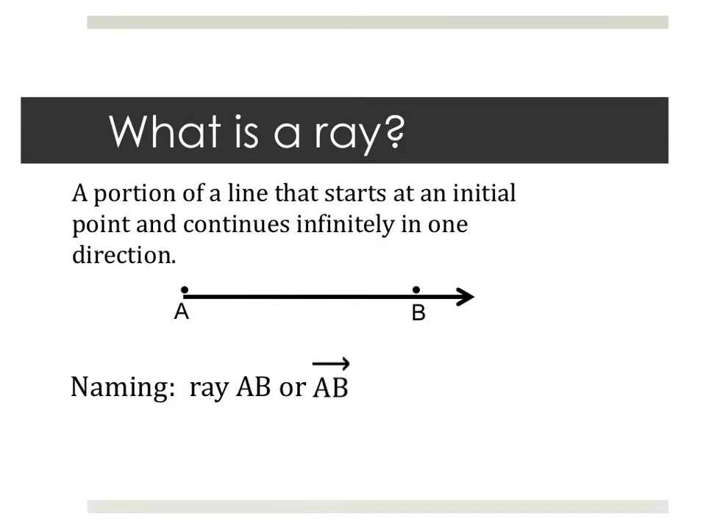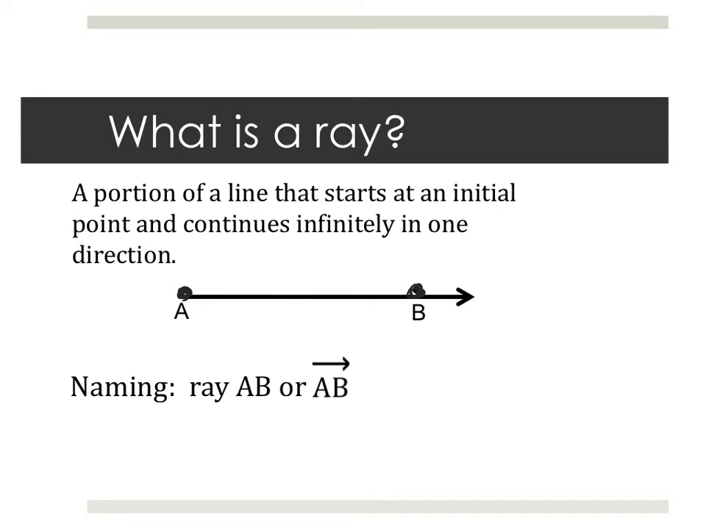So the first definition that we have here, our new word, is ray. So what is a ray? It's a portion of a line. So imagine a line and you're only going to take one portion of it that has an initial point. It starts at an initial point. So in our case, this dot is a little bit above the A. Let's fill it in and make it not above it. And so it's going to continue infinitely in one direction.